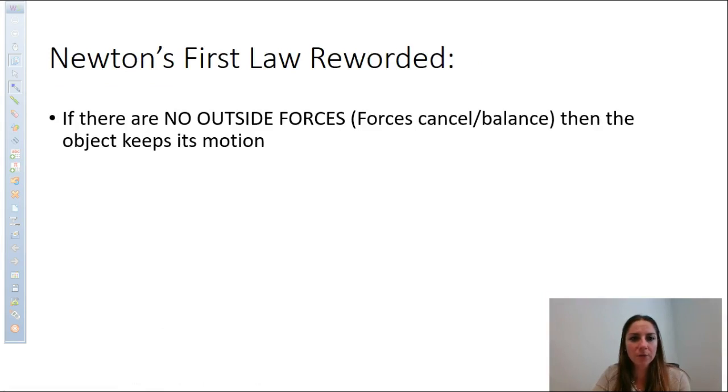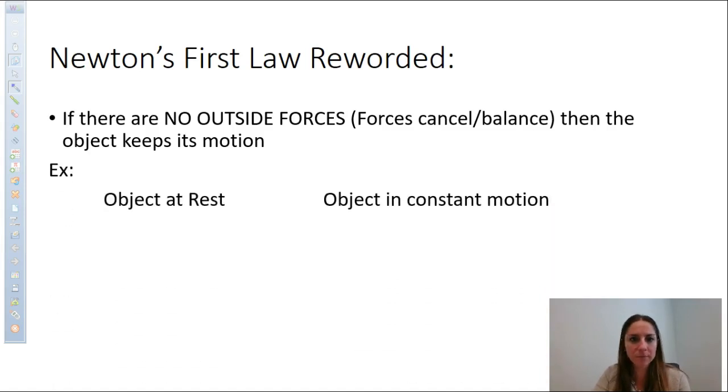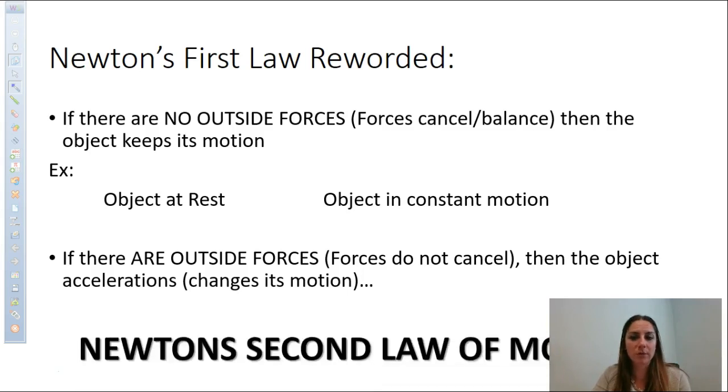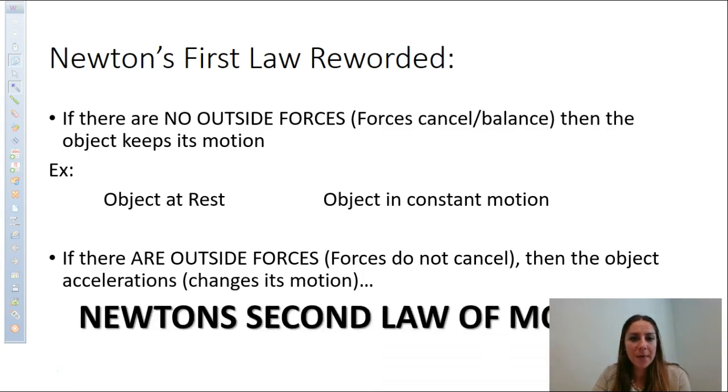So, in conclusion of Newton's first law, if there are no outside forces, in other words, the forces balance or they cancel out, then the object keeps its constant motion. So be careful, it keeps its constant motion. If there's an outside force, the forces don't cancel, then the object will change its motion. And then, if it does, we move on to Newton's second law. So the next video, we'll start investigating Newton's second law.